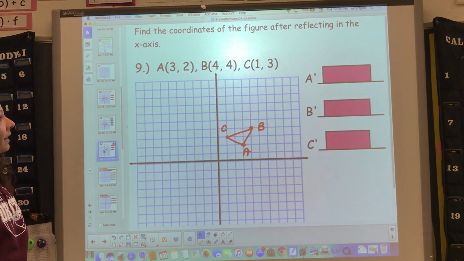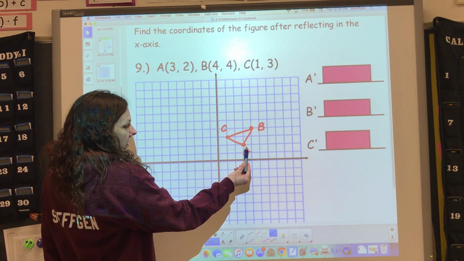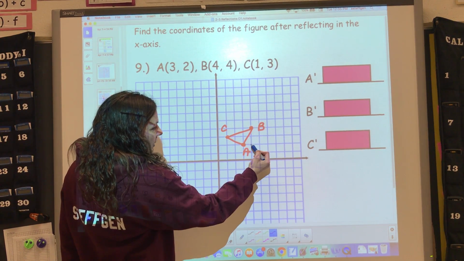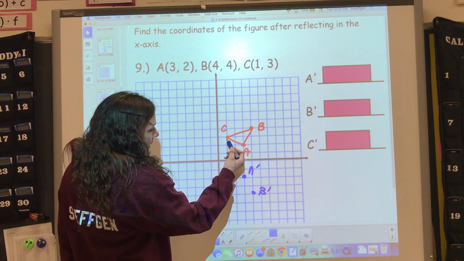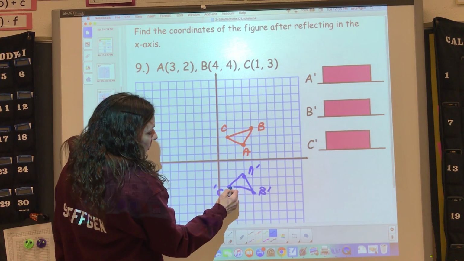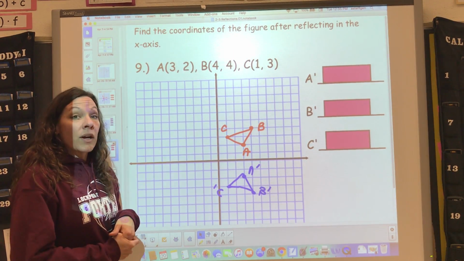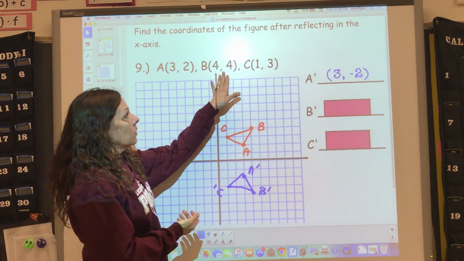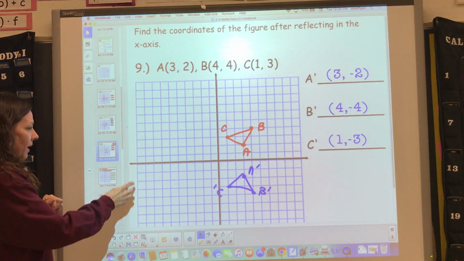All right, let's do number 9. We're going to flip this over the x-axis. So here, I'm 2 away for A, so A prime is going to be 2 away. B is 1, 2, 3, 4 away. So this is B prime. C is 1, 2, 3. So this is C prime. Draw your image. So now, since I flipped it over the x-axis, my y coordinates should become the opposite. So (3, -2), (4, -4), and (1, -3).